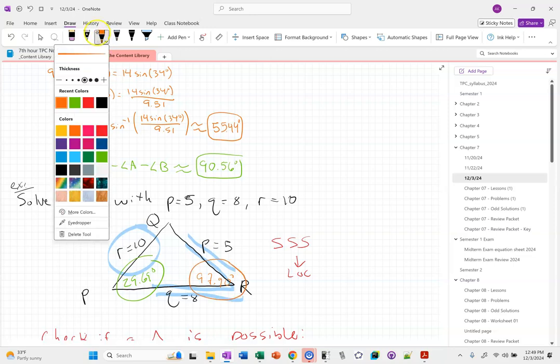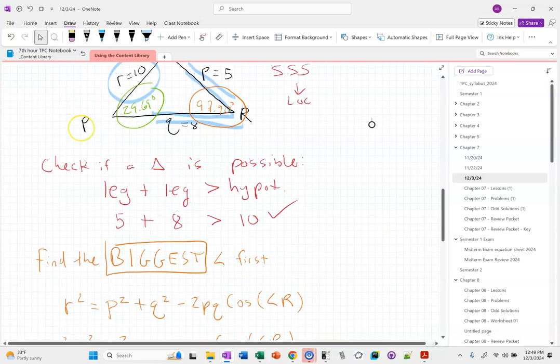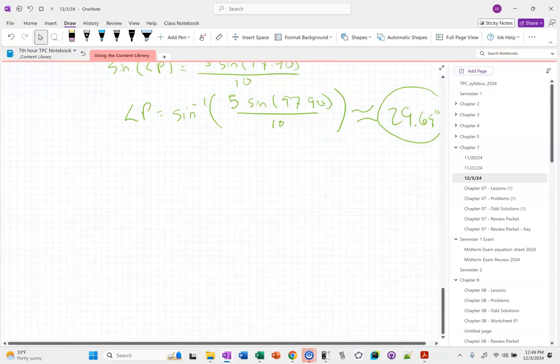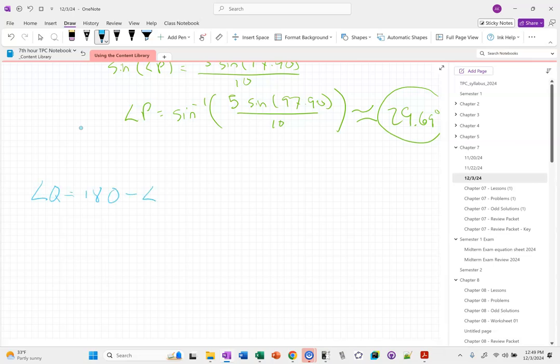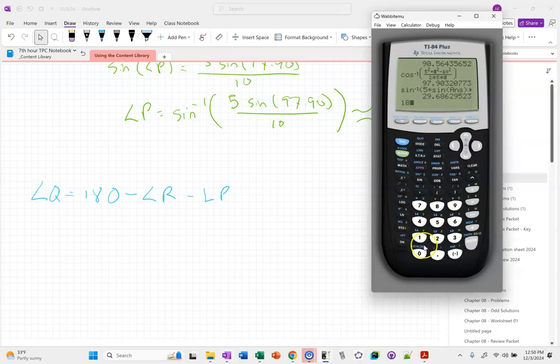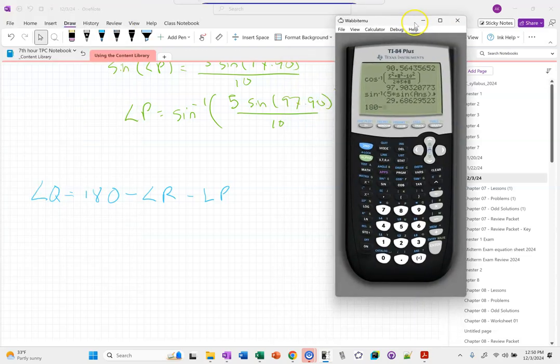But I still have one more angle to go. How am I going to solve for angle Q? Yeah, just do the subtraction. So that's going to be 180 minus angle R minus angle P. So 52.41 or thereabouts.